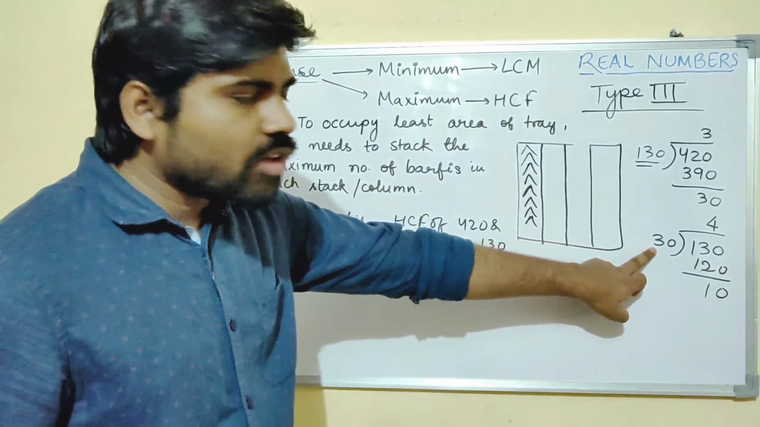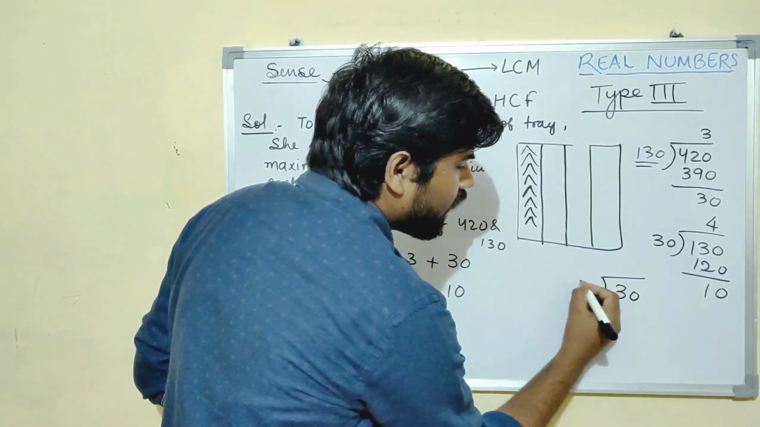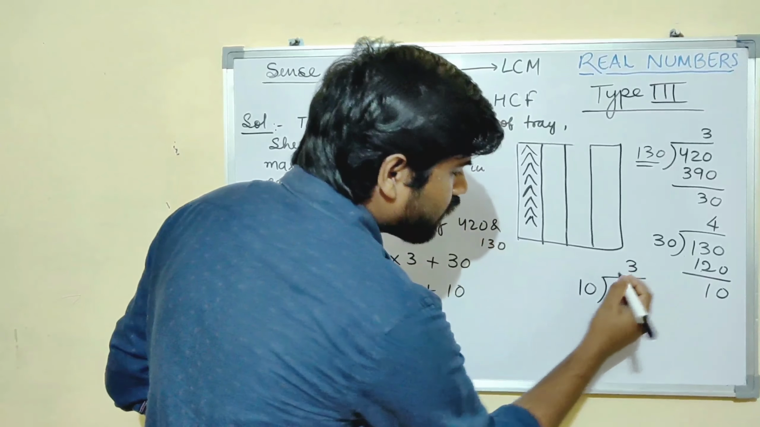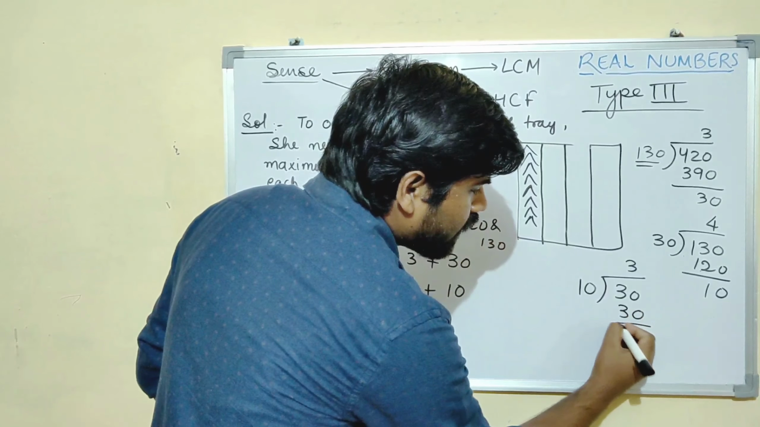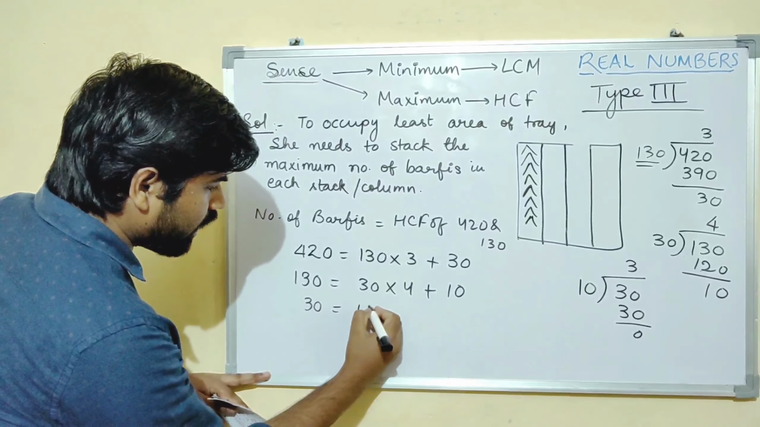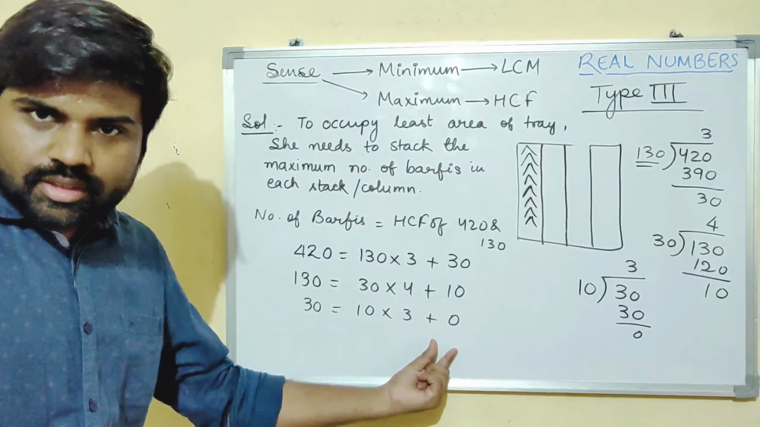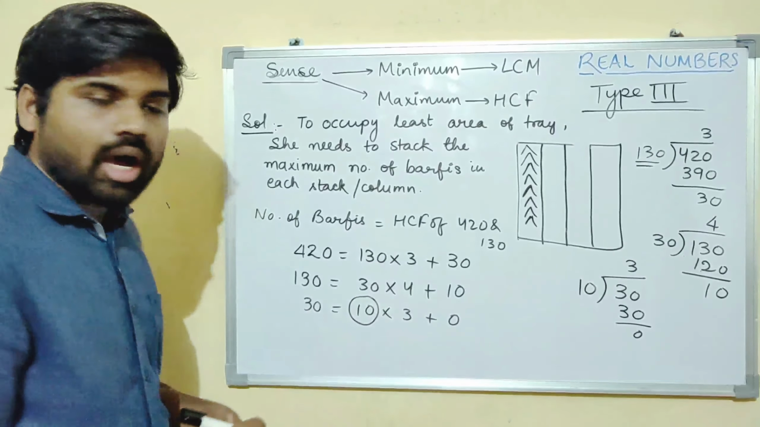Now, 30 will become your dividend, and 10 will become your divisor. Now, it is divisible by 3, right? 10 times 3 is 30, right? So, you'll get the remainder as 0. Here, we will write it as 30 equals 10 into 3 plus 0. Now, since the remainder is 0 here, that means the divisor at this stage will be your answer.